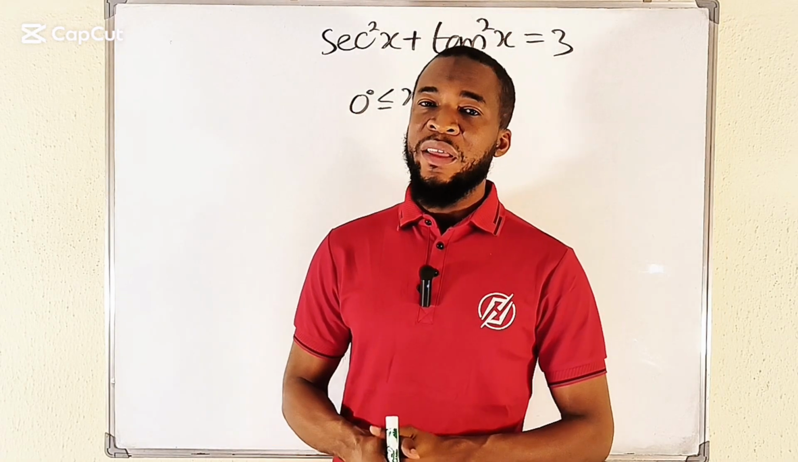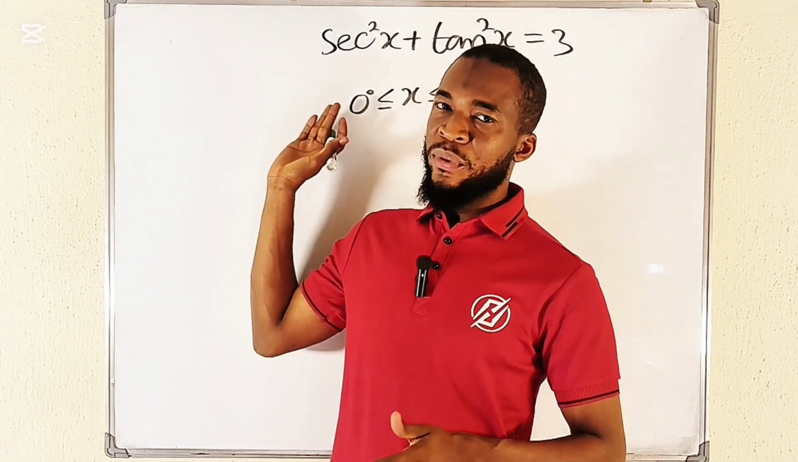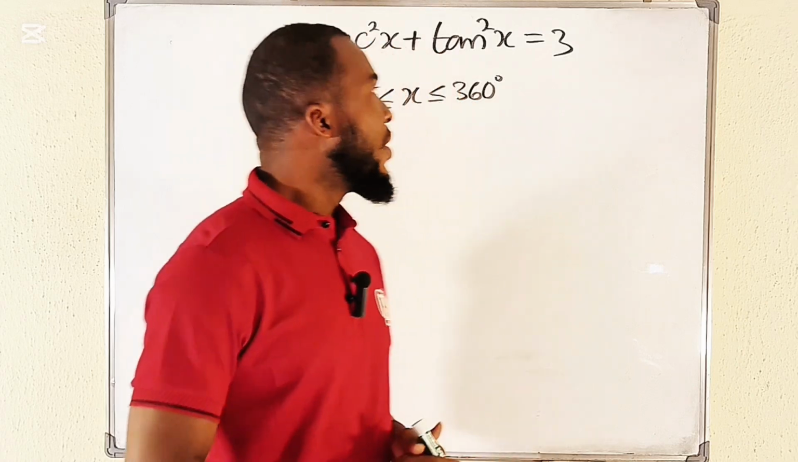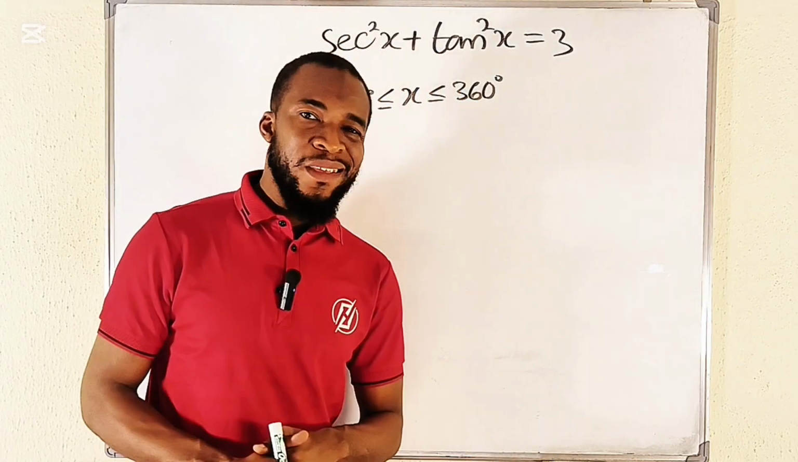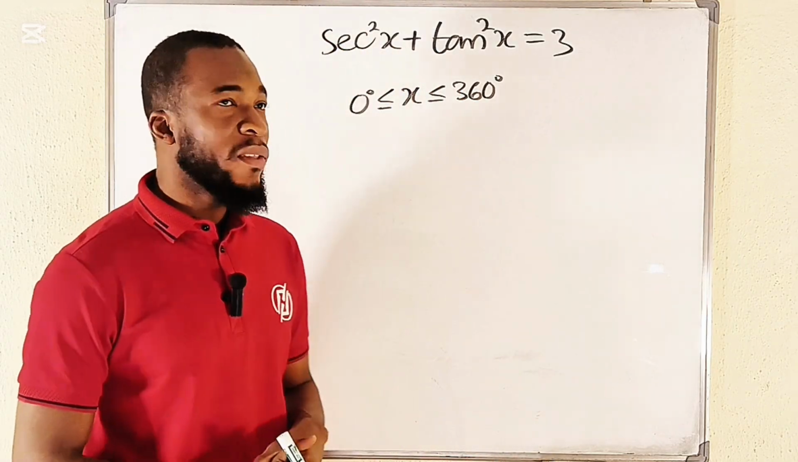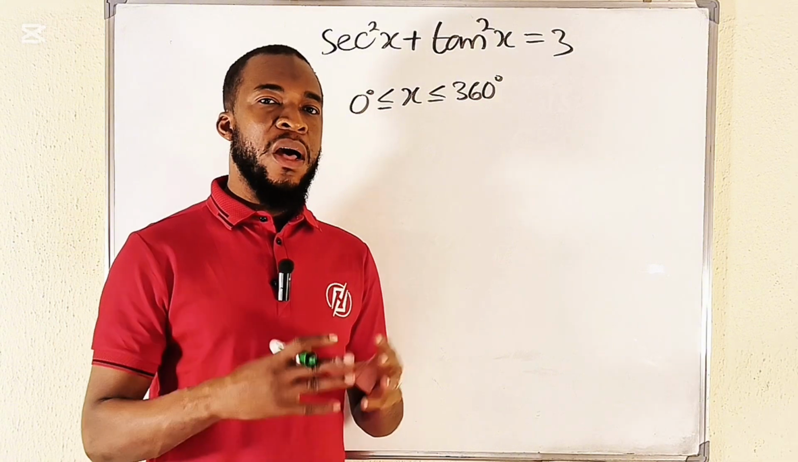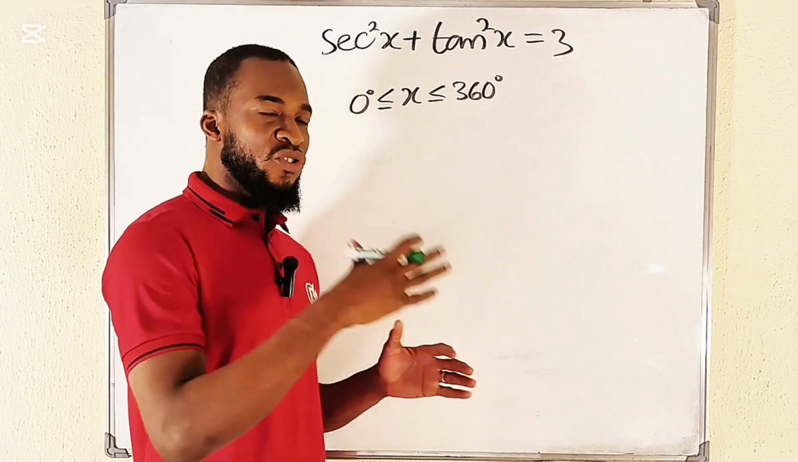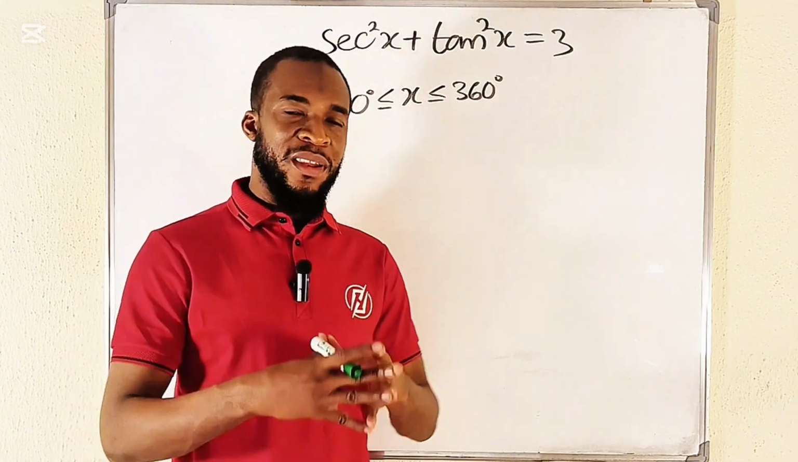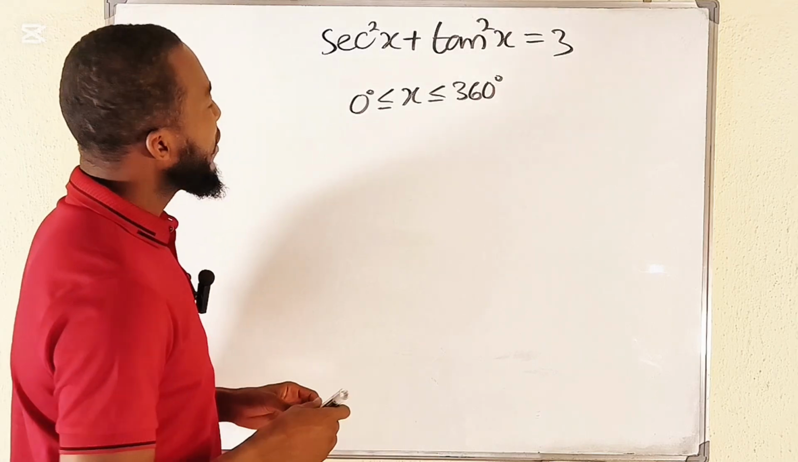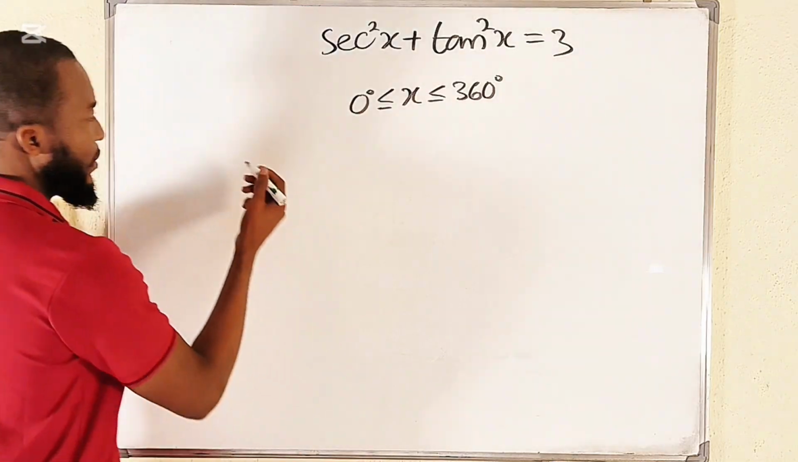Hello everyone, let us find a solution to this simple trigonometric equation. We're asked to solve the equation sec²x plus tan²x equal to 3, where our angle lies between 0 to 360 degrees. Let's get started. Let's start with a simple identity.